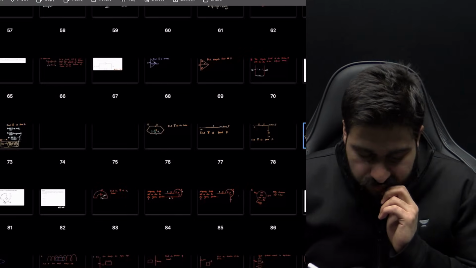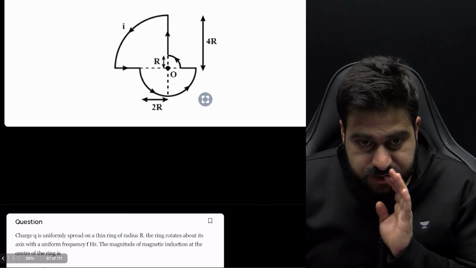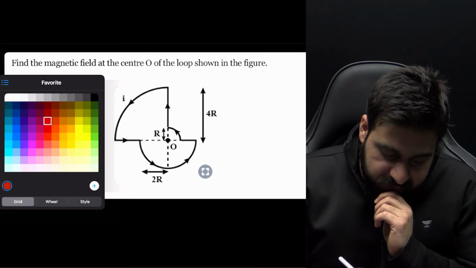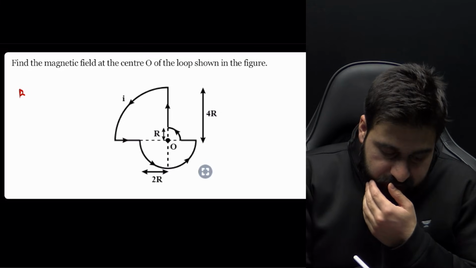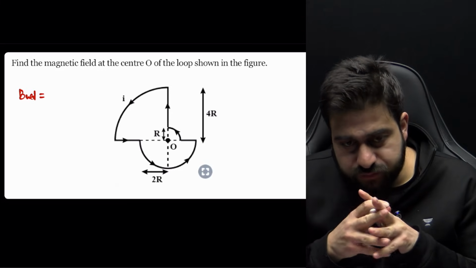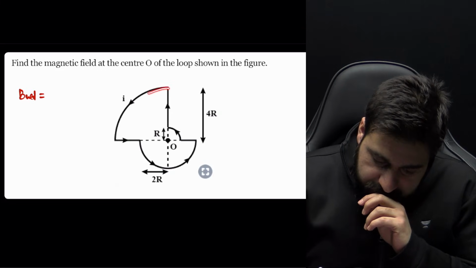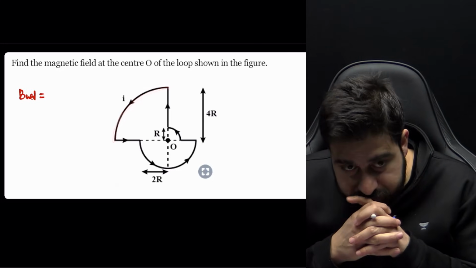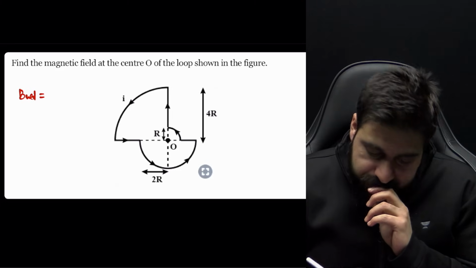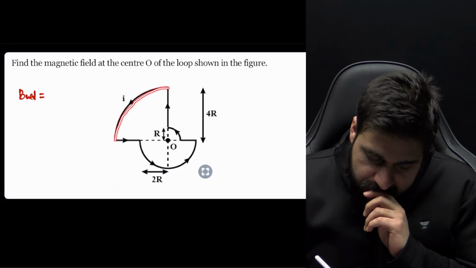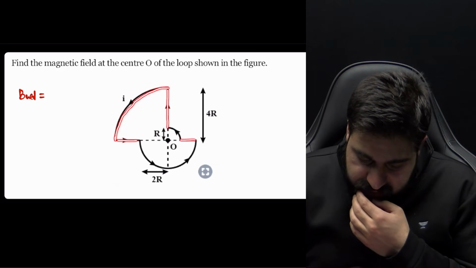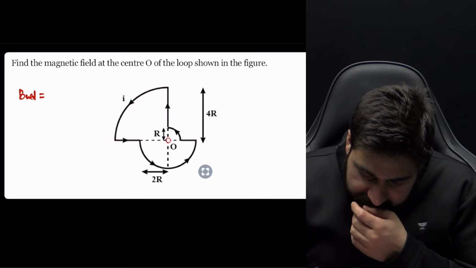Okay. One more important question. Okay, let's talk about this. See, if I ask what is the net magnetic field over here? This is a chord. This is a straight wire. This is a straight wire. So you have to find the net magnetic field at the center.